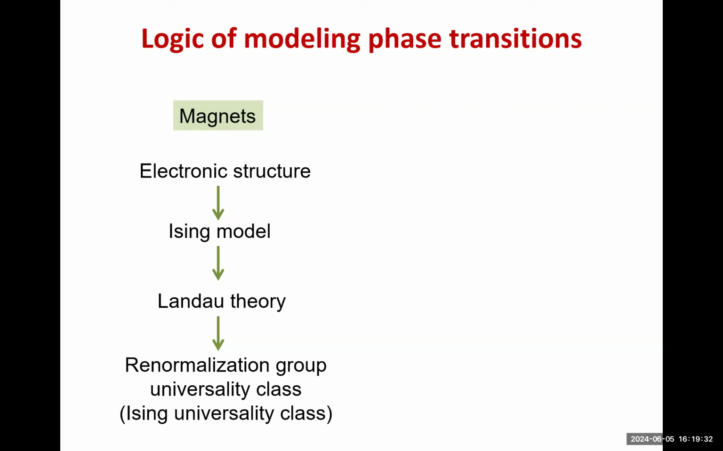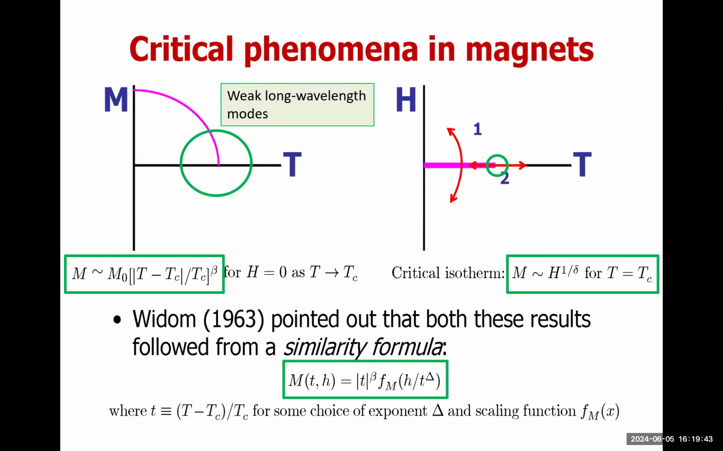Okay, so you do that, that's still too hard. So then you write down Landau theory. And in Landau theory, you can solve it. You can use a renormalization group and things like this. So that's what we did. And we saw how well it worked. So here's the magnetization near Tc. You have these weak long wavelength modes that cause magnetizations relatively small.